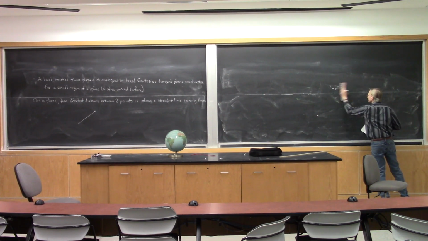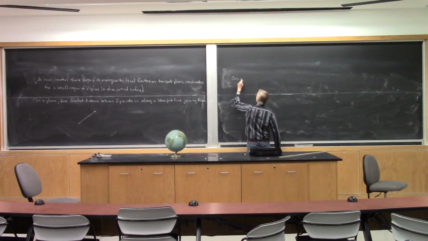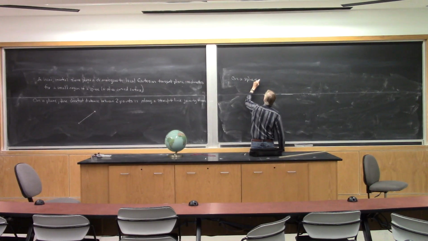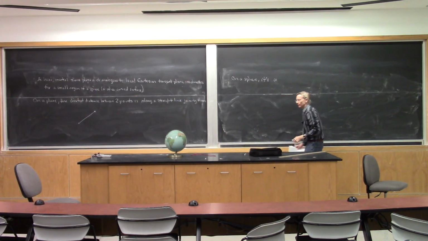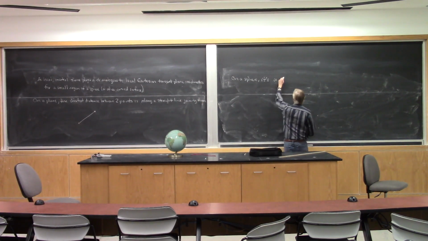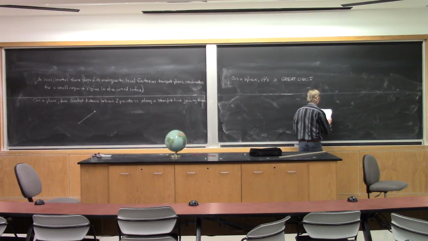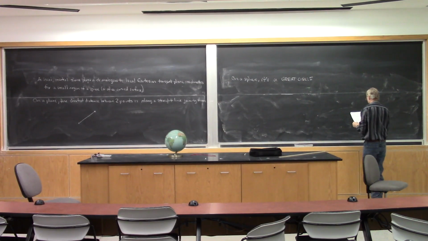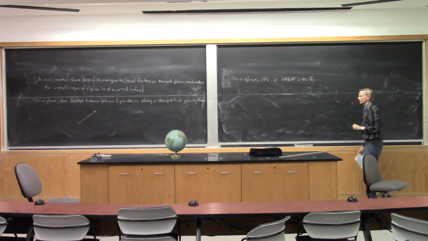On a sphere, the analogous thing to a straight line is what we call a great circle. It's a great circle.